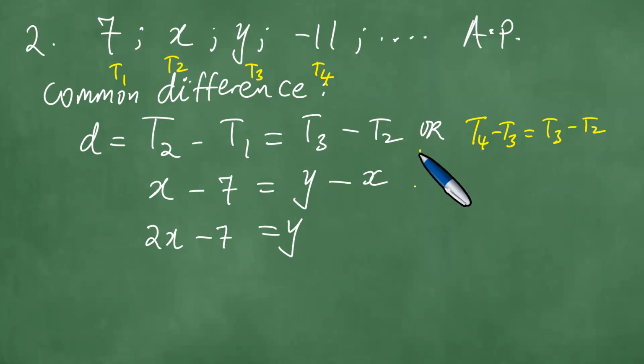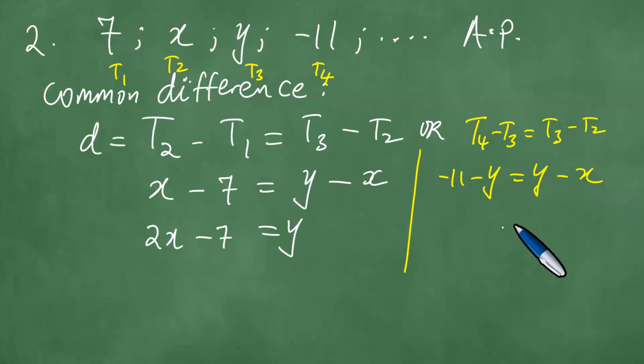What is T4? T4 is minus 11. T3 is y. T2 is x. Because we have two unknowns here, x and y, we can't solve these and get any answer. So we need another equation to solve them simultaneously.